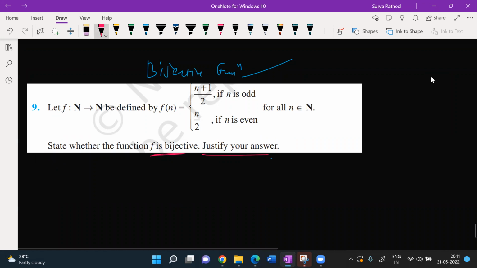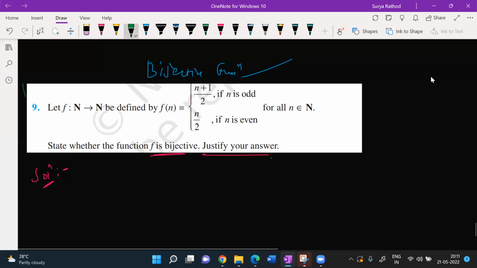Okay, earlier question was different. He has given that it is a bijective function, then the process becomes quite simple to prove that. But we have to check here whether it is a bijective or not. How can we check? Before looking at this, I'll be giving you an idea.